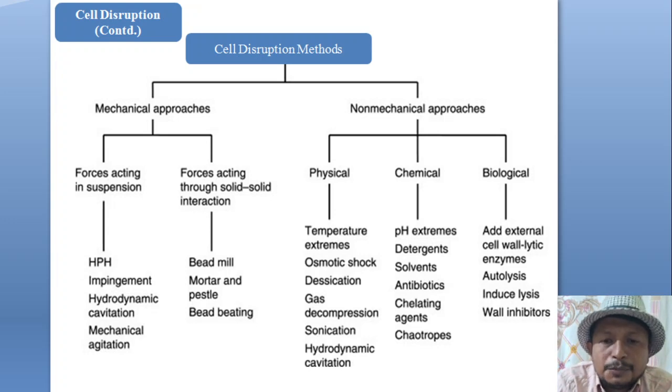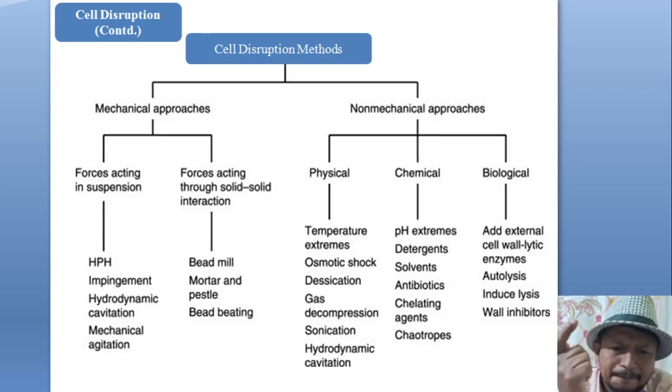So in the biological way, we can use external cellular lytic enzymes, so induced lysis, and also we can use the wall inhibitors. If you see the slide, you can understand that there are diverse types of cell disruption methods.